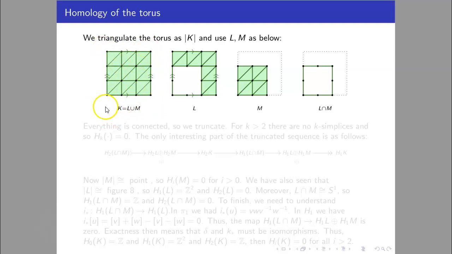That's our torus K, which is L union M, where L is this piece here, where we've taken out this 2 by 2 square, and M is that 2 by 2 square. And so L intersect M is just like this circle here. So we want to use the Mayer-Vietoris sequence for this L and M. But notice that everything is easily seen to be connected. This is connected, this is connected, this is connected, this is connected. So we can use the truncated Mayer-Vietoris sequence, which saves us from worrying about funny things that happen with H0.